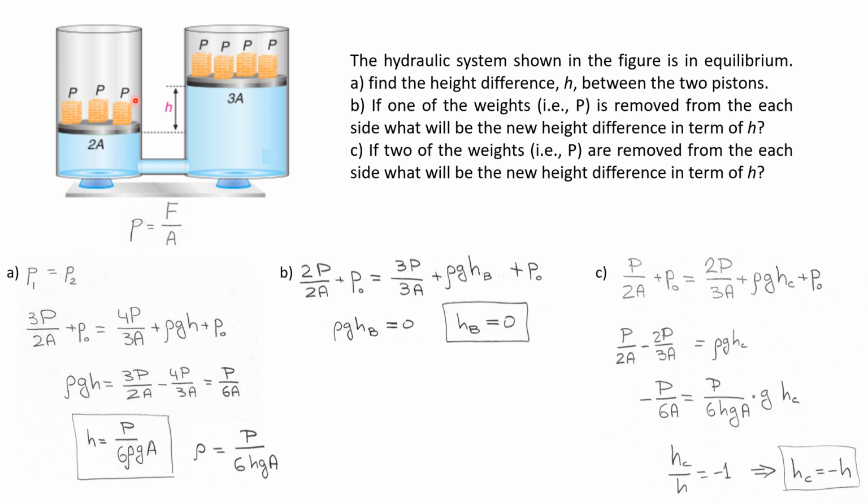Negative of the height that was originally given in part A, right? So that means now this side will sink lower than this side by the amount H that we found here. So this side is going to be lower by the same amount as it was in part A, but instead of being higher, it's going to be lower. And that's the answer for part C. And I hope this question is clear to everyone, and thank you.